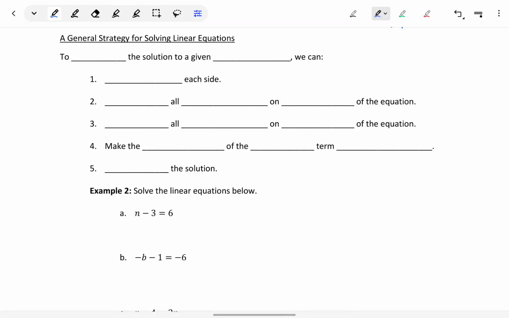In example 1, we were given a specific value to test whether or not that was a solution. In 2 of the cases, we found it was a solution. In 1 case, it wasn't a solution. So we can answer that question.